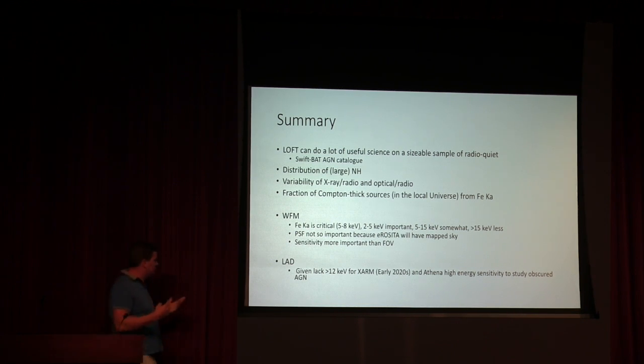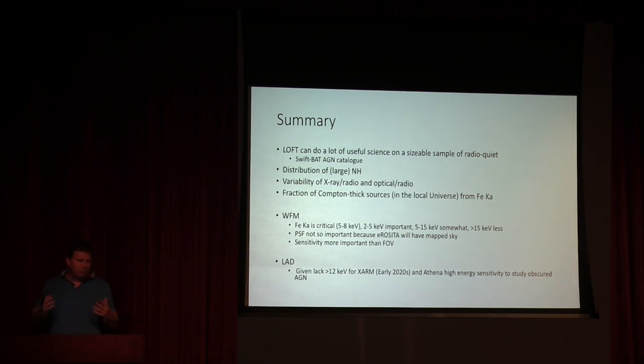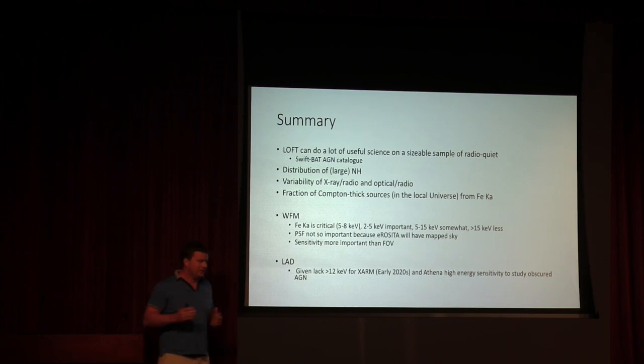So to me, the technical trade-offs are that the iron K alpha line for the WFM, and the region around there, is the most important. And the high energy sensitivity, 5 to 15 keV, is somewhat important to getting these obscured sources. PSF is not so important. We have a problem now with BAT because its 3 to 5 arcminute PSF means we can never figure out where the sources are, so we need Swift-XRT.